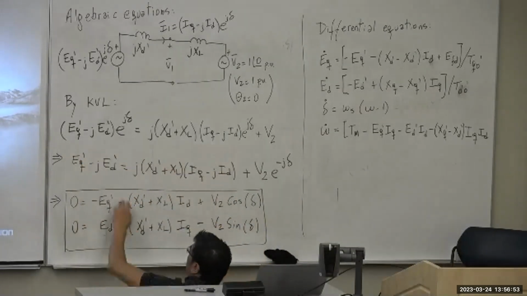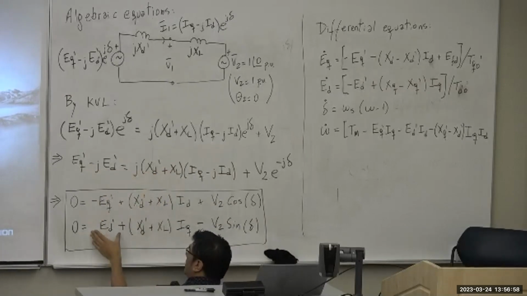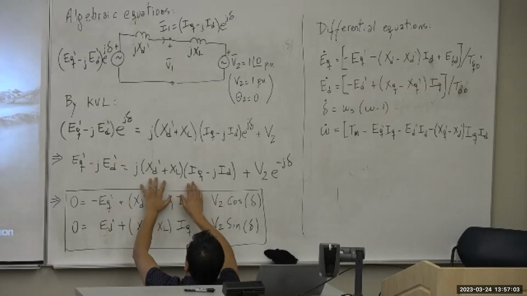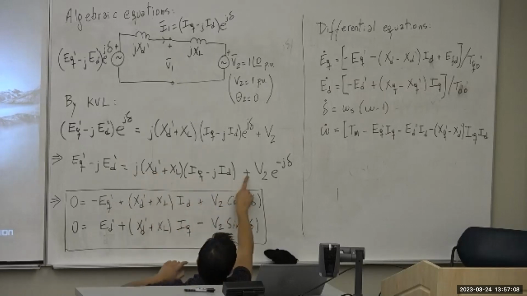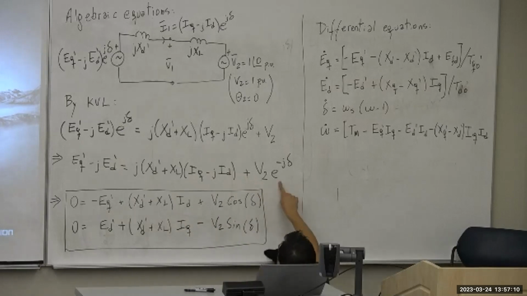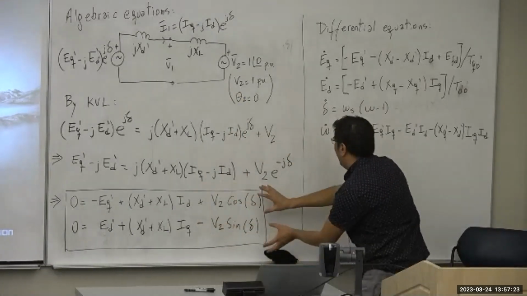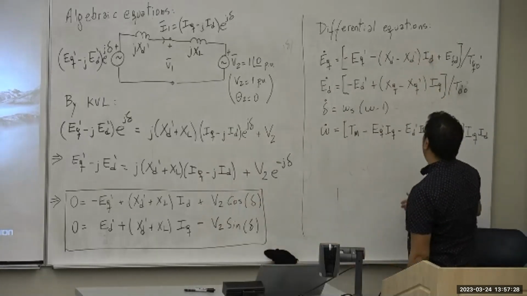Then we take the imaginary part. The imaginary part is negative ED prime. We send this to the other side, it becomes positive ED prime. Here, the imaginary term becomes this reactance multiplied by IQ plus V2 sine of negative delta. So sine of negative delta is negative sine of delta. That's why we change the sign here. So from this circuit, we obtain these two algebraic equations that need to be added to the set of differential equations that we have.